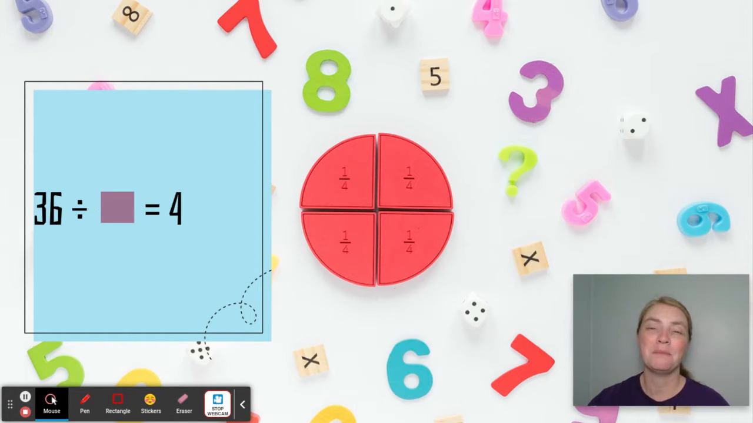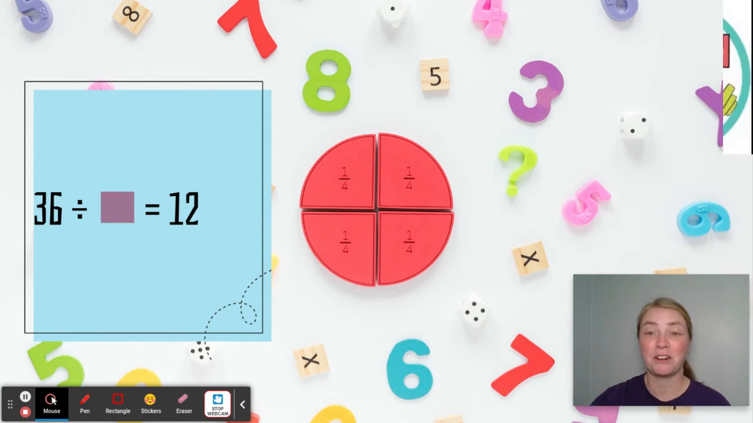36 divided by what number is equal to 4? I'm thinking in my head, 4 times what is 36? And the answer is 9. 36 divided by what number will give me, or is equal to, 36? I hope you said 1. 36 divided by what number will give me 12? I'm hoping you said 3, and you would be correct.